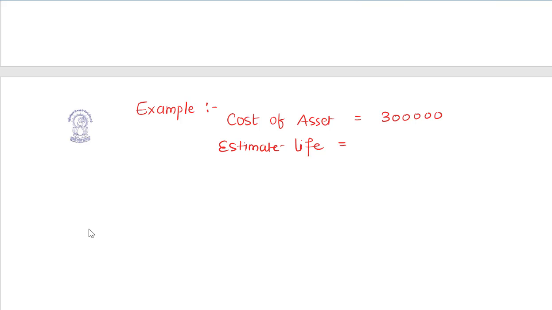Right, example. Cost of asset equals 3 lakh. Estimated life equals 5 years. Rate of interest equals 8%.